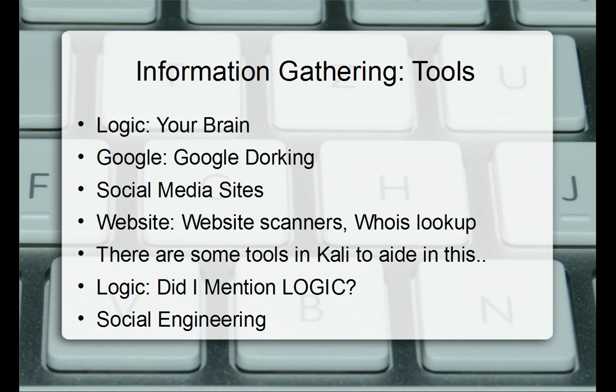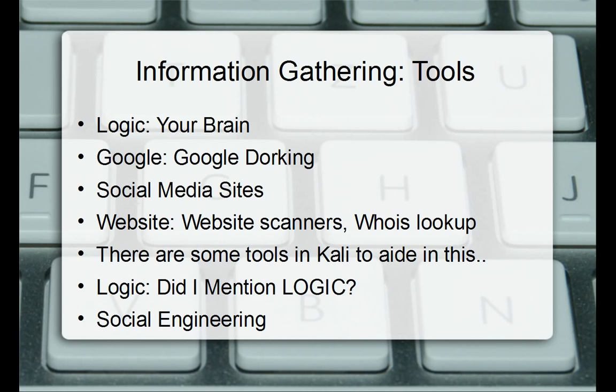Computers can only do so much. Computers do what we tell them to do. When we do a Google search, we're telling them to Google search something. You have to be able to use your brain, and that's why information gathering is such a critical component of network security auditing and systems penetration testing.